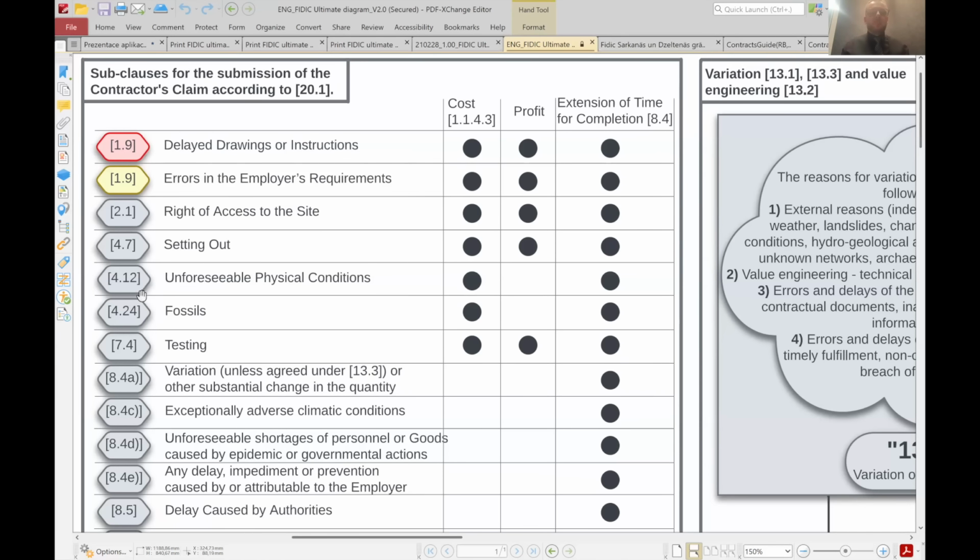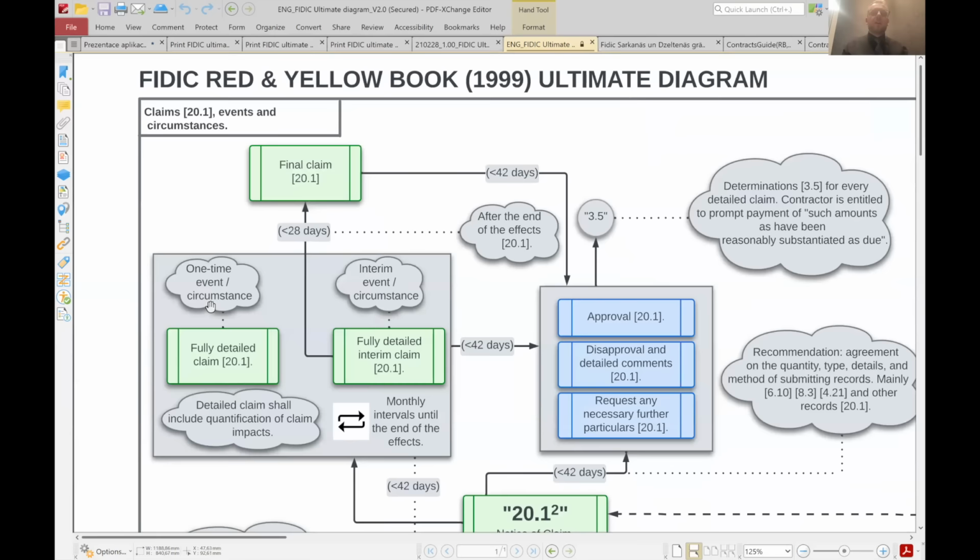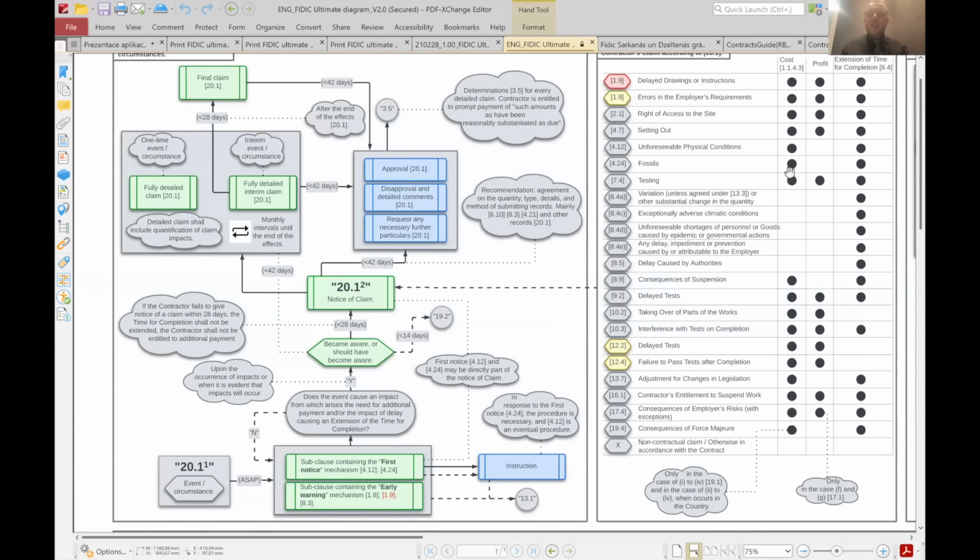For example, in unforeseeable physical conditions, which is one of the most used subclauses in the FIDIC contracts, you can see that when some unforeseeable physical condition happens, the profit is actually at the risk of the contractor, but the cost and the extension of time are at the risk of the employer. And the contractor is using the subclause with the claim procedure to claim the time and to claim the money and to resolve the problem that you have on the construction project.